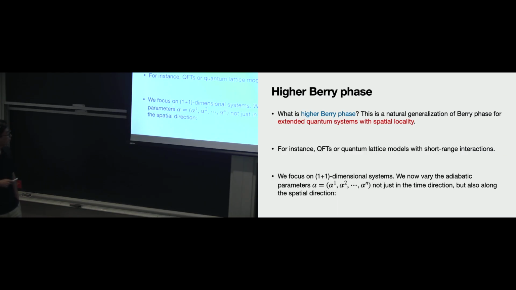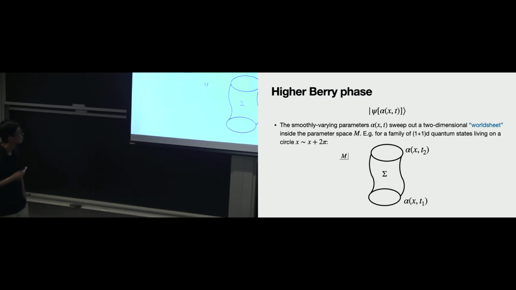Our focus will be on 1 plus 1 dimensional systems, so I have one space and one time direction. And when you have such a notion of spatial locality, you can adiabatically vary these parameters alpha not just in the time direction, but also in the spatial direction. So the situation will be something like this. I again have a family of states psi alpha labeled by these parameters.